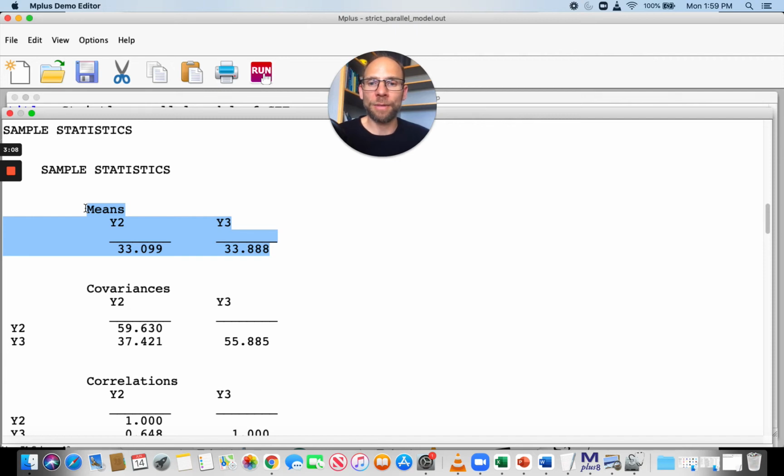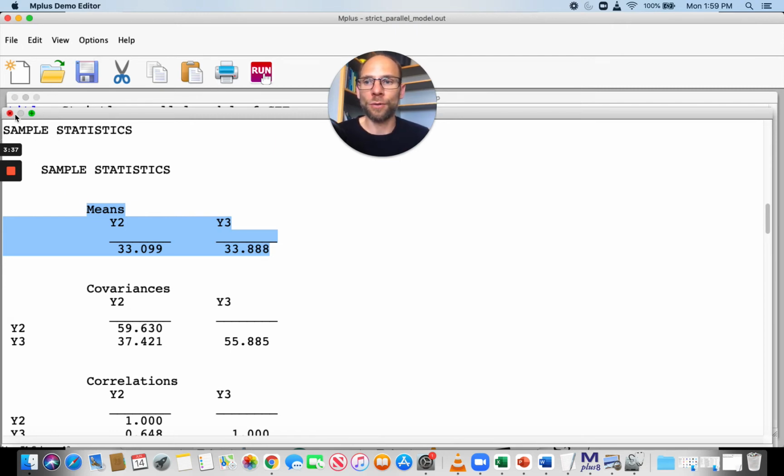And so the strictly parallel model does not like that. The strictly parallel model implies that test score variables have to have equal means. So in order to be strictly parallel, tests have to be equally difficult. Not just equally reliable, but also equally difficult. And so that is something that could be violated here. And that's often the case when you have tests that differ in difficulty. Then the strictly parallel model will not fit.